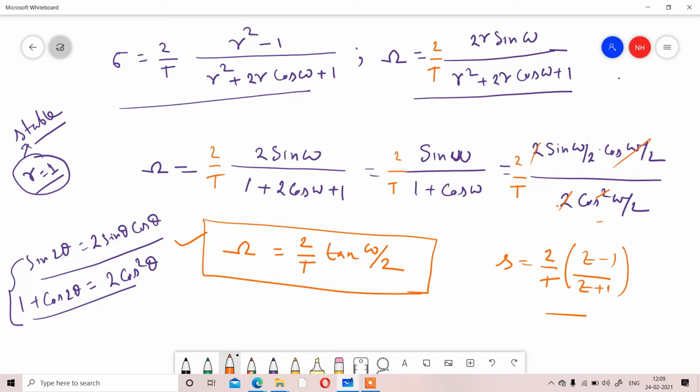Now there is one matter. Simply using that expression and representing analog frequency as digital frequency does not mean that your analog filter will be converted to a digital filter. Why? Now I am showing you.